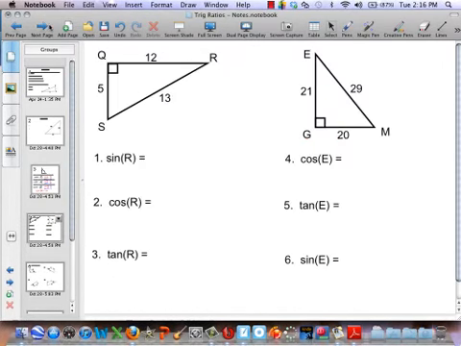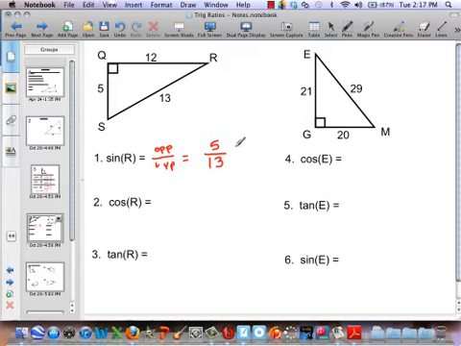So here we go. Next page, number 1. Sine of R. Which angle are we referring to? R. Okay. Sine. What's the ratio for sine? Opposite over hypotenuse. What's the side opposite of R? 5. So our opposite side is 5. What's the hypotenuse? How about 13? It's 13. Oh, it's 15. Okay, that's fine.